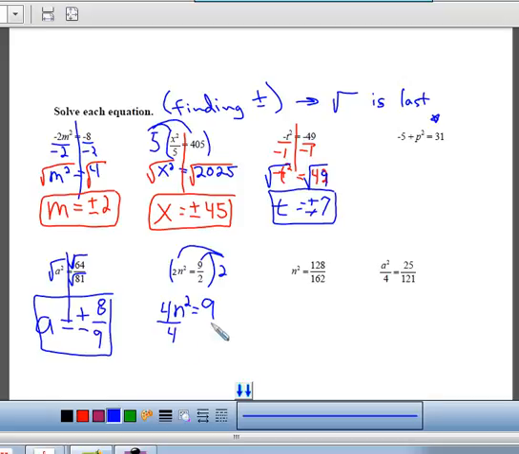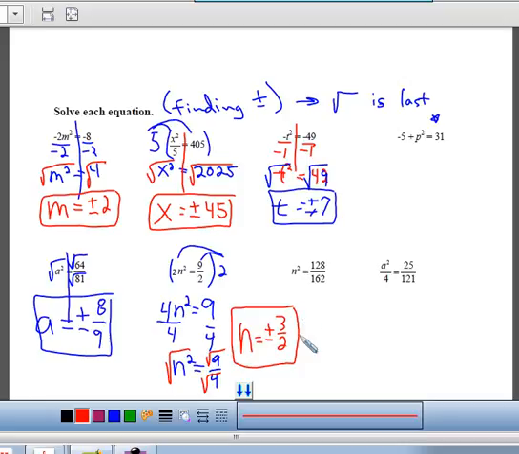Now I'm going to divide both sides by 4, and what you get is n squared equals 9 over 4. And now the last step is to take the square root. Remember, square root of a fraction, take it at the top and the bottom, and you get n equals plus minus 3 over 2. Now if you want to turn that into positive or negative 1 and 1/2, that's fine.